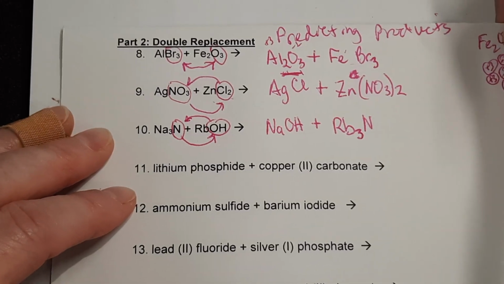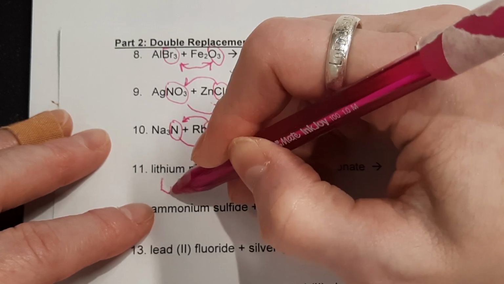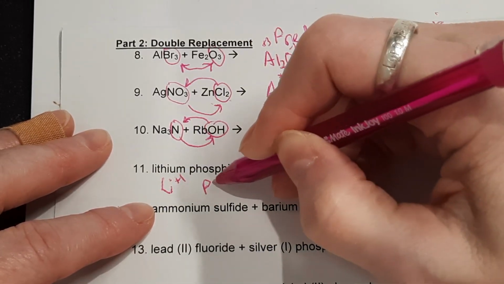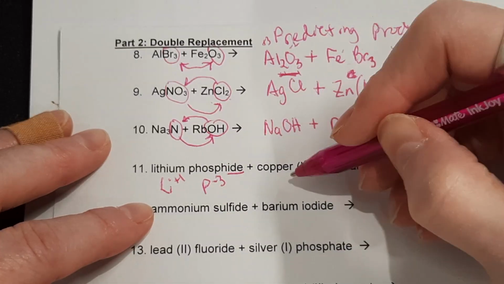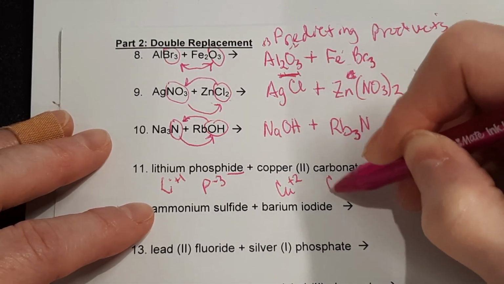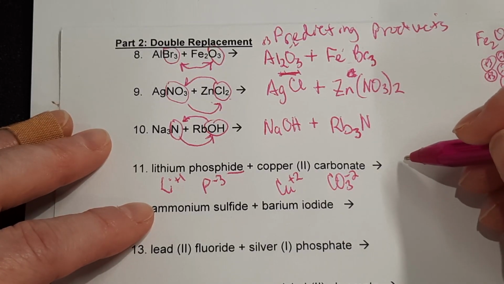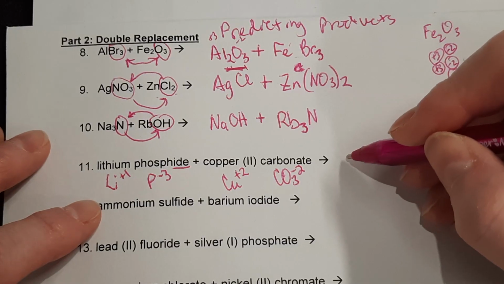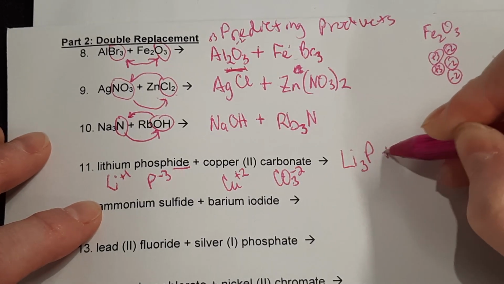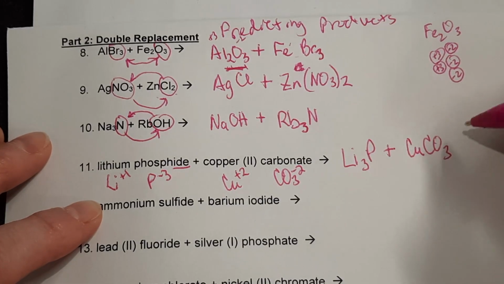When I go from the names to the formulas, first I write down the symbol with the charge. Phosphide, so that is just phosphorus. Copper is a tricky metal, so the charge is right there. Carbonate, CO3, negative 2. So now I'm going to put them together. So I'm going to have lithium 3 phosphide and copper carbonate.